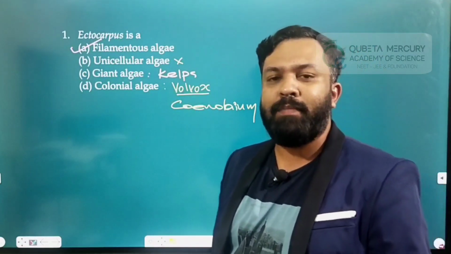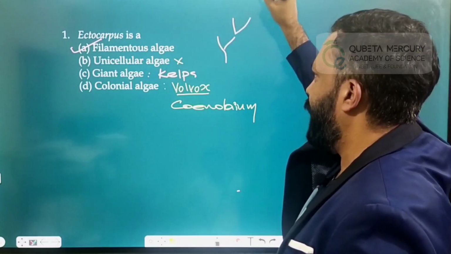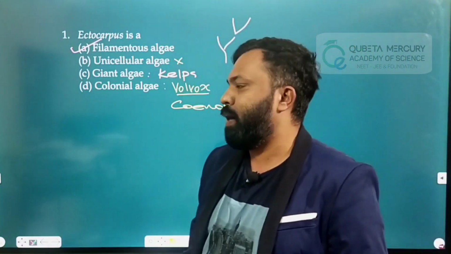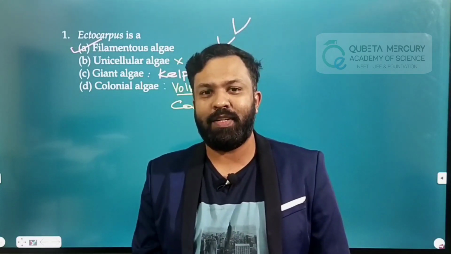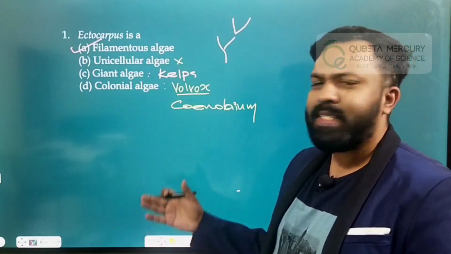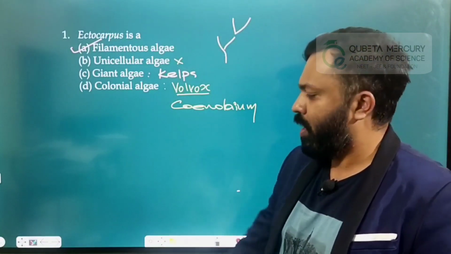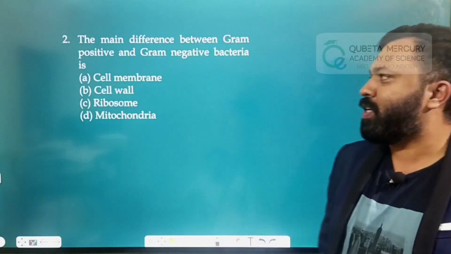Ectocarpus is a filamentous alga with dichotomous branching, right? Dichotomous branching is shown by some of the brown algae members, and they are filamentous in nature. I hope it's okay for you. Let us see the second question. Shall we move on? Yes, here comes the second question.